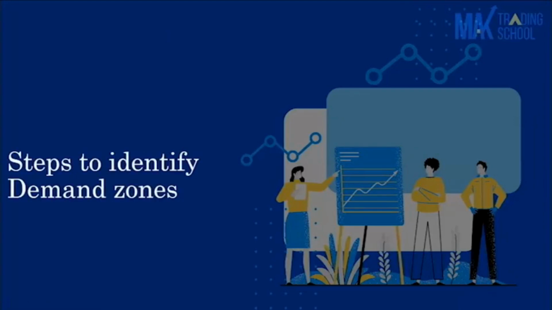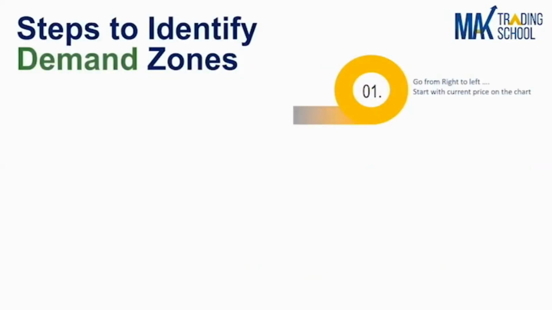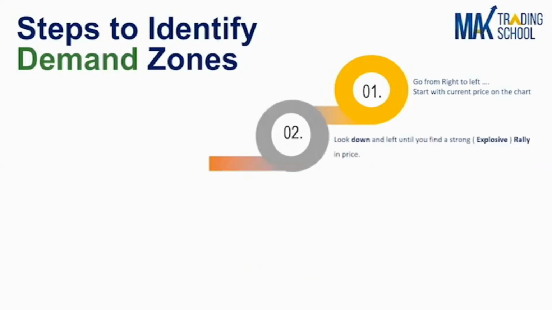So steps to identify these demand zones. We will always start from current price. That is the right of the chart. The last candle of the chart is the current price. Going from right to left, for a demand zone, we look below current price. Look down and identify explosive rally in price.